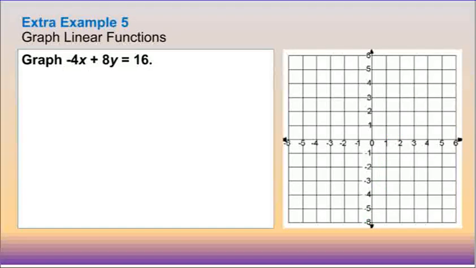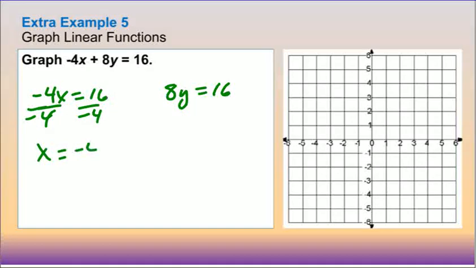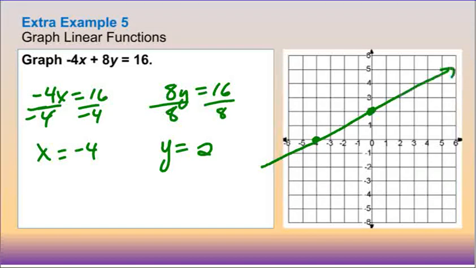b. Next, here I can see that -4, 8, and 16 all work well together. So if I make -4x equal 16 and 8y equal 16, I can now find my intercepts by dividing by -4 here, and I get x equals -4. Here, divide by 8, and y would equal 2. I can plot my points at -4 on the x-axis and 2 on the y-axis and draw my line.